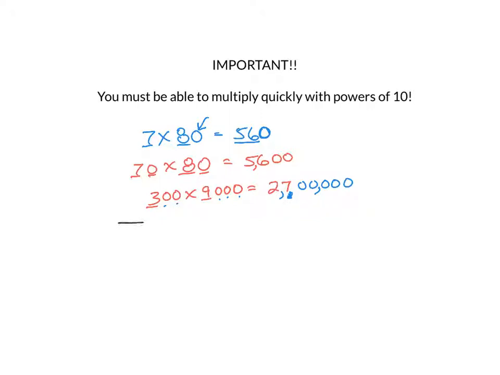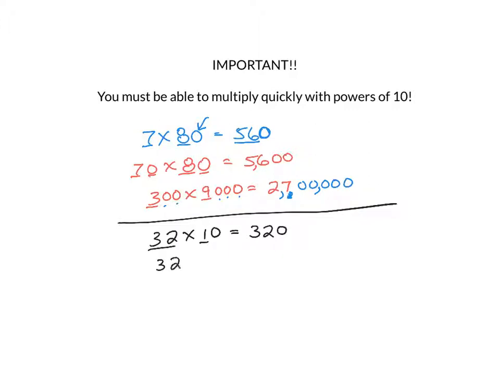Let's take this one more step. Let's say that you had 32 times 10. Now, I don't have a single digit number here. I have 32, but it works exactly the same way. I can go 32 times 1, which gives me 32. I have 1 zero in the problem, which means I'm going to have 1 zero in the answer. If I had 32 times 100, it would be exactly the same thing. 32 times 1 is equal to 32, but now I have 2 zeros, so it'd be 3,200.